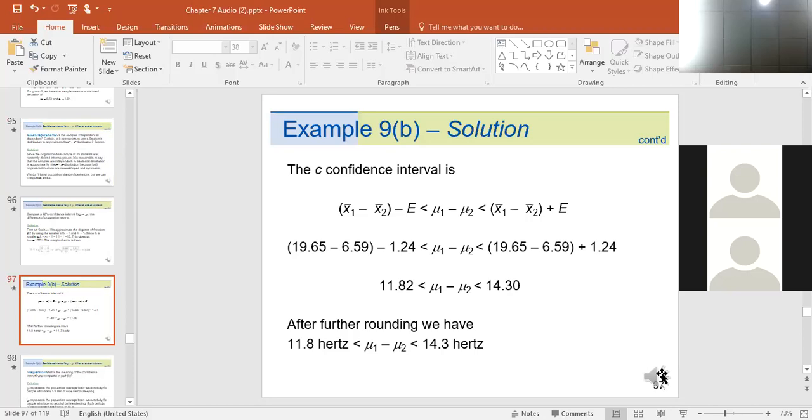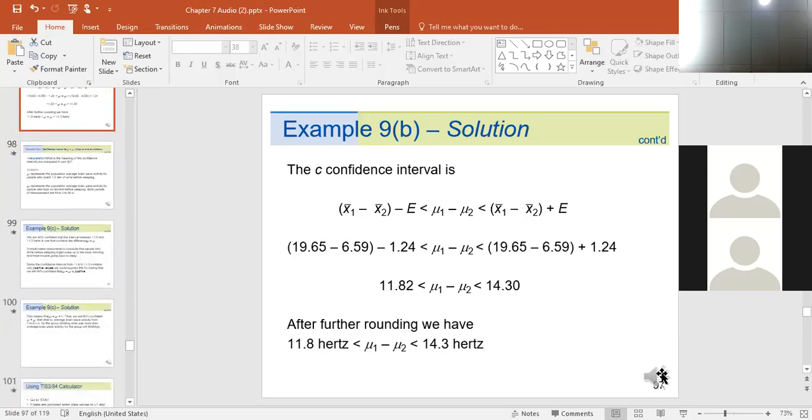The last one is proportion. What you are going to do for proportion is just go to the calculator. Essentially, if N1P1 is greater than 5, N1Q1 is greater than 5, N2Q2 is greater than 5, N2P2 is greater than 5, then you can use the normal distribution.